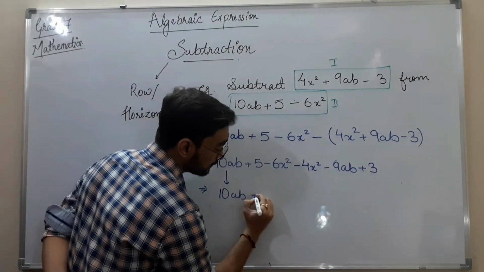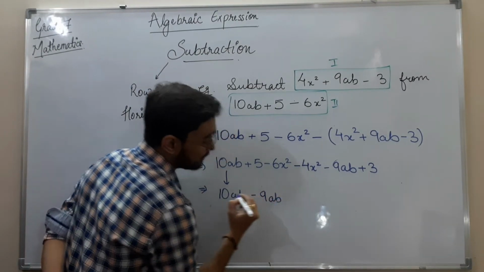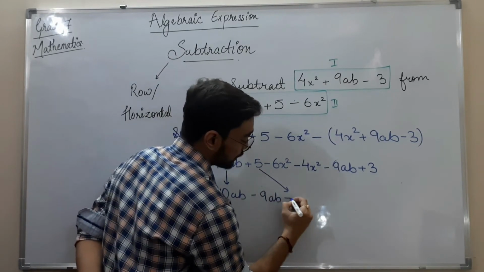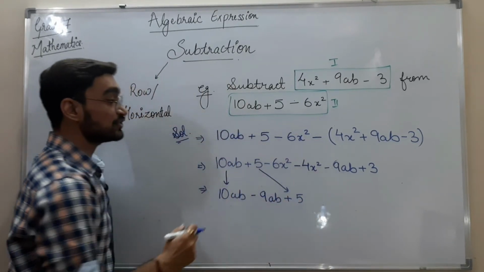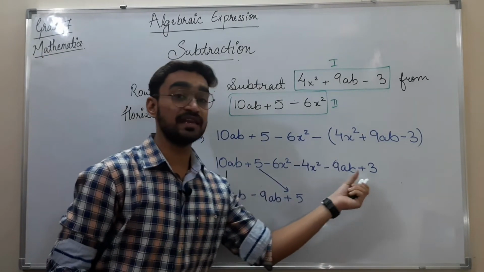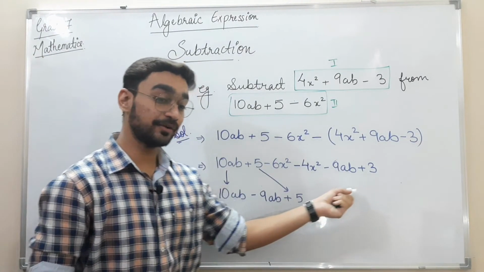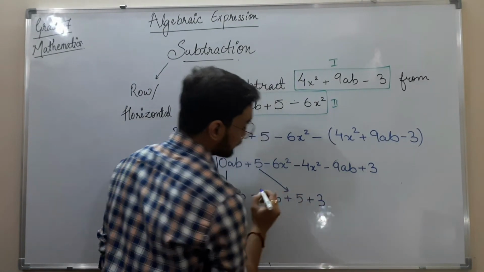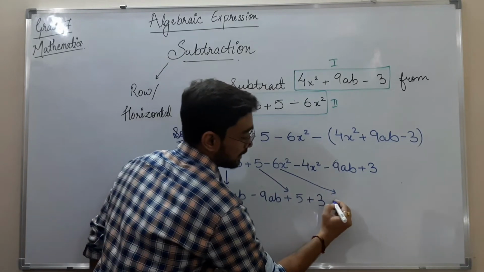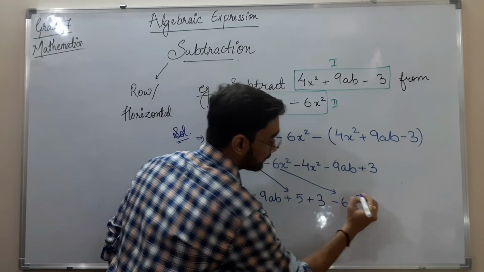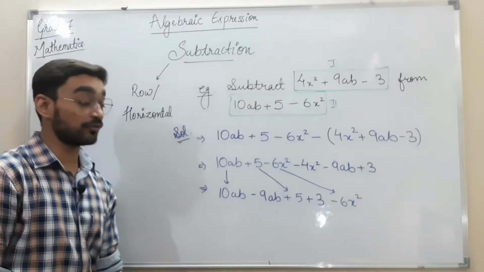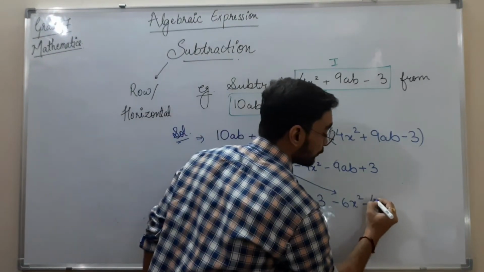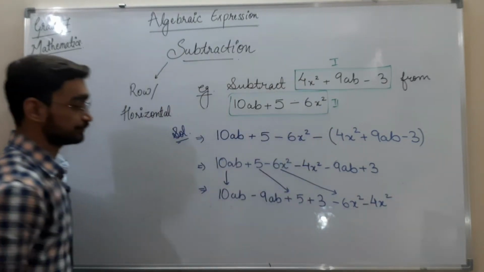Then it will be better. So minus 9ab. Now this second term I am writing here, plus 5. Which is the other term not having any variable, which is another constant here? Very good. 3 is the constant here, so positive 3. Now I am writing this term here, minus 6x square. What is the other like term to minus 6x square? Very good. Minus 4x square.